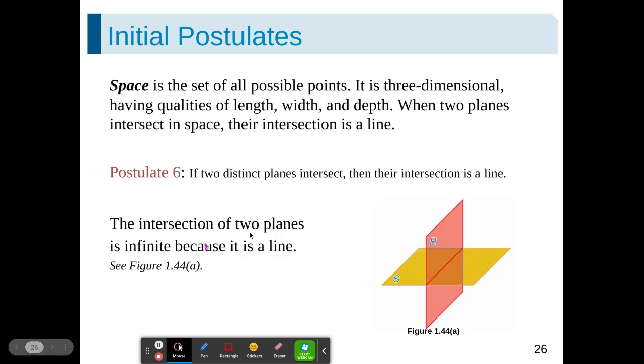Space. Space is the set of all possible points, and it is three-dimensional, having qualities of length, width, and depth. When two planes intersect in space, they intersect to form a line. So in this case right here, I have plane R and plane S. When they intersect, they're going to form a line. So we have a postulate that comes off of that.